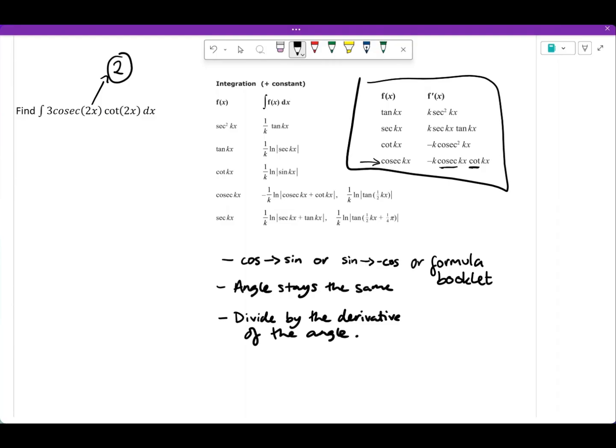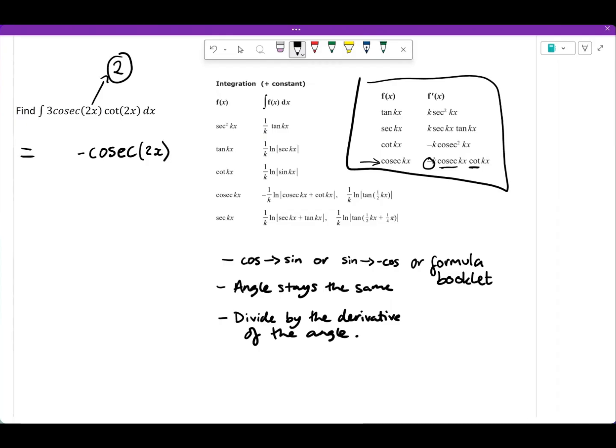Okay, so let's start writing things out then. When we integrate the cosec multiplied by cot, we're definitely going to have cosec in my answer. But just be careful because we have a negative symbol here in the formula booklet, whereas at the start it's positive. So therefore we're going to have to multiply by -1. So I'm going to put negative cosec in. Okay, our angle stays the same. So I'm going to write in my 2x like that.